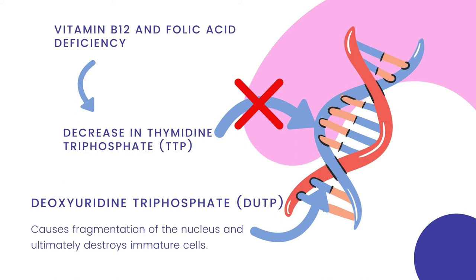So the root cause of megaloblastic anemia is there is a defective DNA synthesis. And this is because you have either vitamin B12 deficiency or folic acid deficiency. So what are the lab findings? How does the peripheral blood look like?